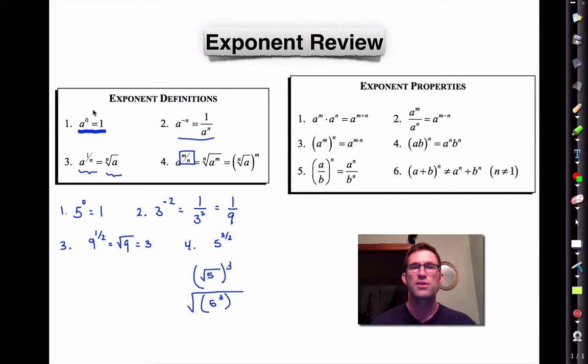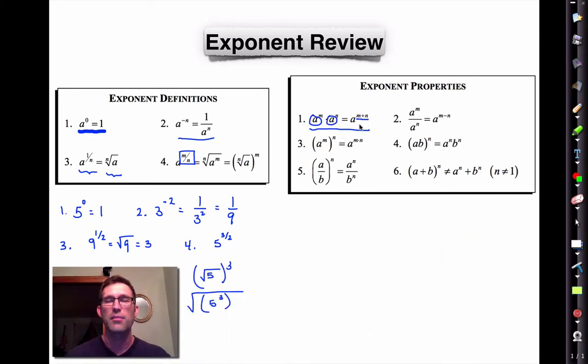All right, so the first property, maybe the most important property, is when we multiply two quantities that have the same base, and it doesn't matter whether that base is a variable or whether it's a constant, then what happens is we end up adding the powers. So 2 to the 3rd times 2 to the 5th is equal to 2 to the 8th, right? We add those powers. On the other hand, when we divide the two quantities, we subtract the powers. So 2 to the 5th divided by 2 to the 3rd is equal to 2 to the 5 minus 3, or 2 to the 2nd, right?